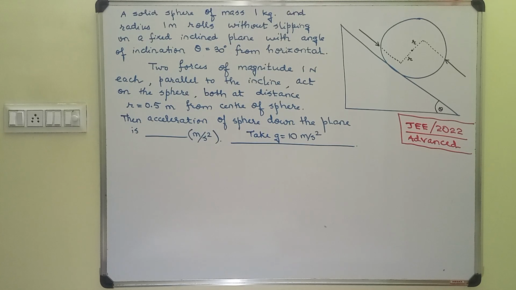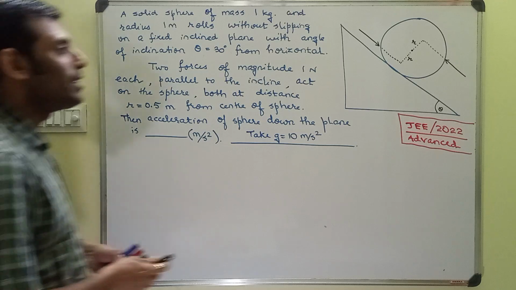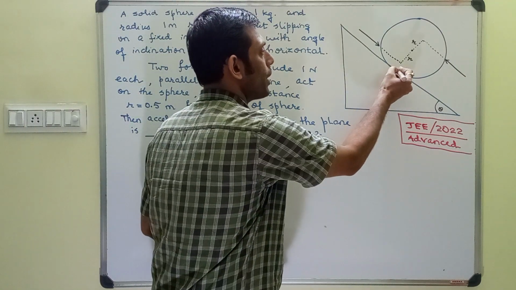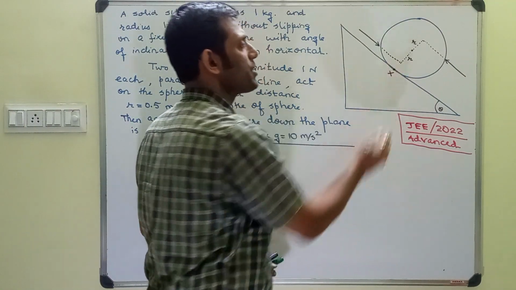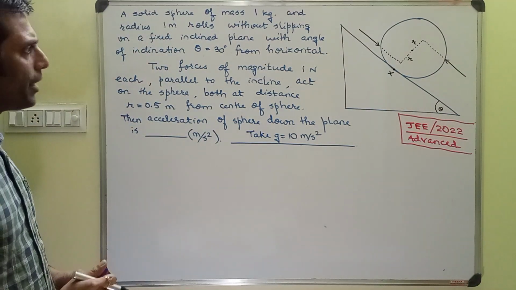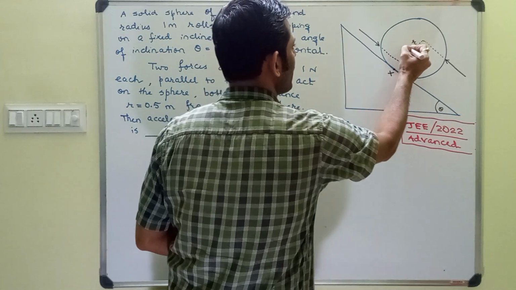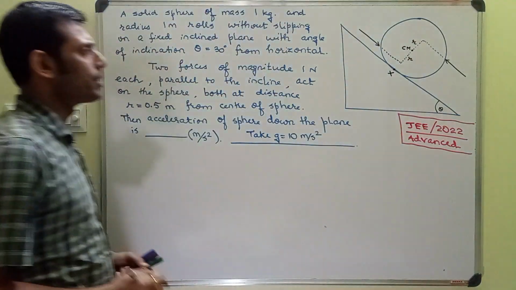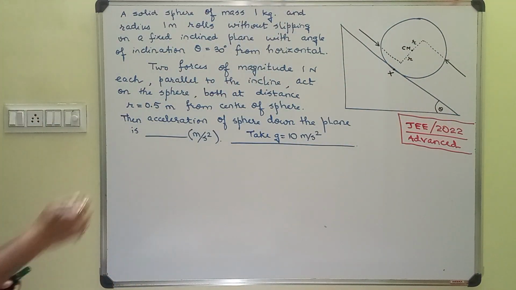A solid sphere, mass 1 kg, radius 1 meter, rolls without slipping. Rolls without slipping means at the point of contact with the ground, the relative acceleration would be 0 at this point. Let's call this point x, the point of contact. And let this be the center of mass of this particular object, which is a solid sphere.